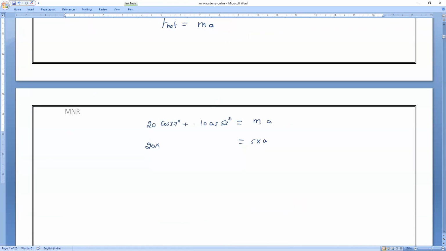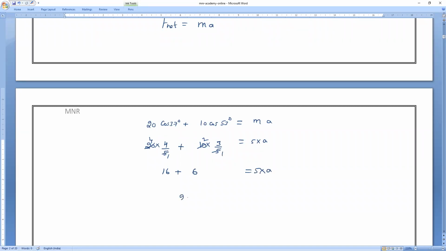So cos 37 value, how much? Fastly, everybody. 4 by 5. So 4 by 10... cos 53 value, how much? 3 by 5. So 5 fours are 20 ... 4 fours are 16 plus 2 threes are how much? 6, equal to 5 into A.